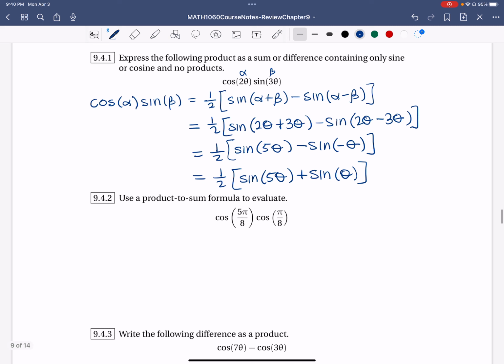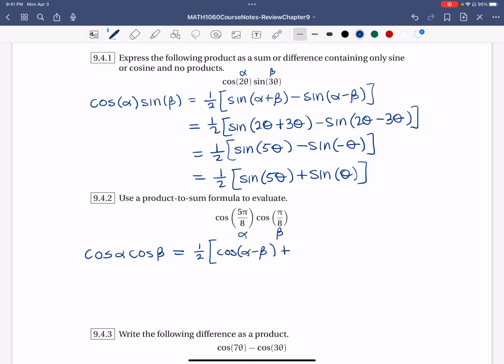This one says use a product to sum formula again. So let's rewrite the angles that we have as alpha and beta again. Here we have cosine of alpha times the cosine of beta. And if you take a look in your formula sheet, you're going to find the product to sum formula for this one. And that should be 1/2, and then we have the cosine of alpha minus beta plus the cosine of alpha plus beta.